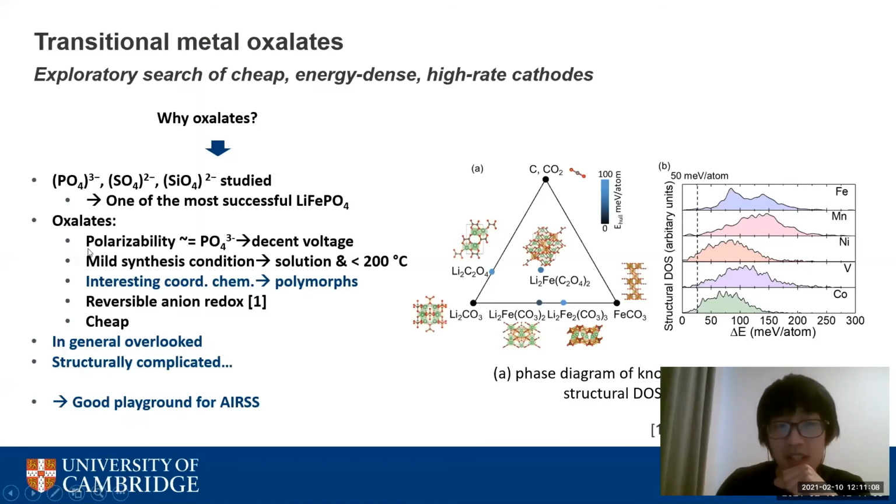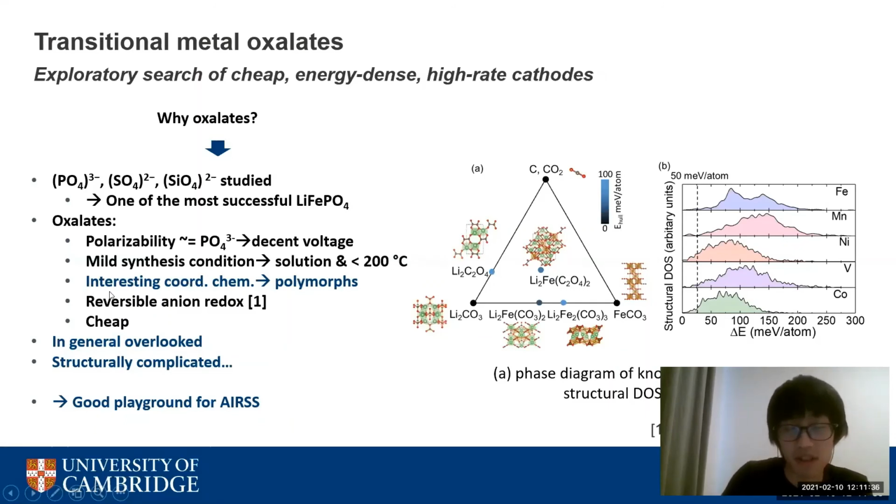Actually, the oxalates have some nice properties for cathodes. First, the oxalate anion has a polarizability that is comparable to that of phosphates. That means that we can get decent voltages from these transition metal oxalates. At the same time, the oxalates are easily synthesized in solution-based methods, and they can be synthesized under 200 degrees Celsius.